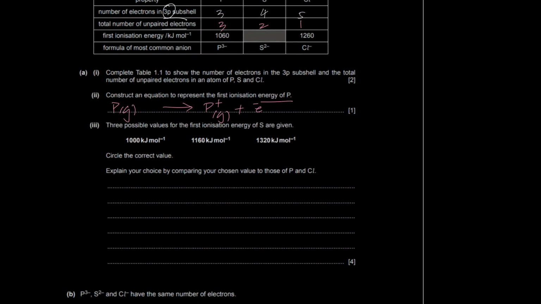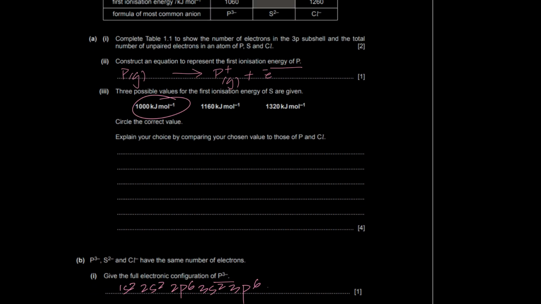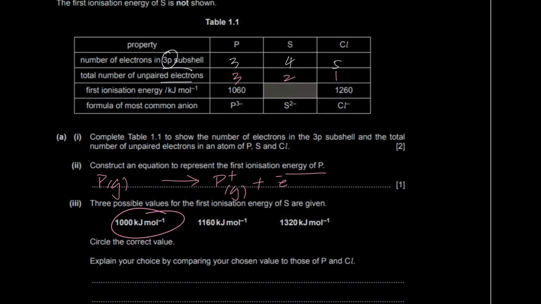Explain the choice. So what should sulfur's ionization energy be? Should it be more than phosphorus, or less than phosphorus? Obviously it's less than chlorine, but should it be more or less? Obviously it should be less. I think this is repetition. We already did this. So it's 1,000. Why should it be lower than phosphorus?